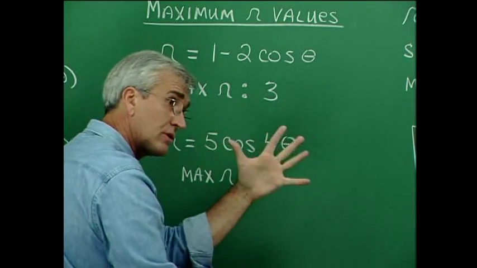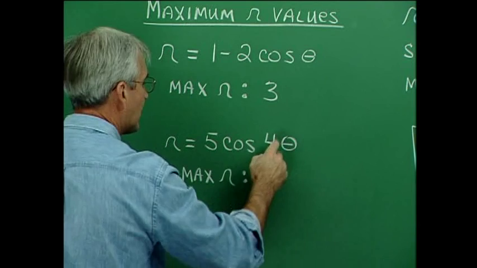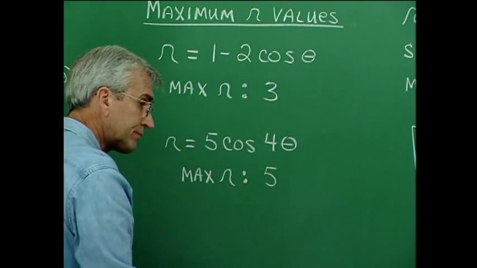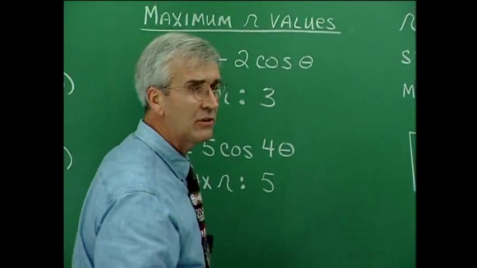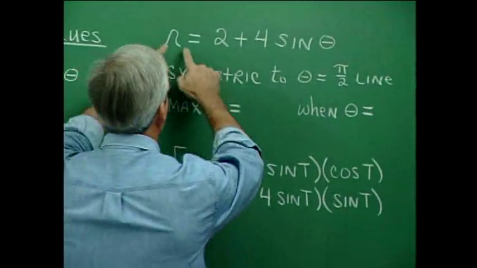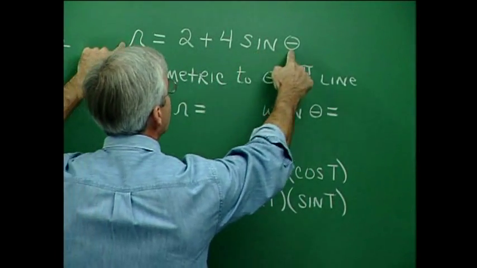1 times 5, distance of 5. So the maximum r that this can take on would be 5. Okay, let's consider a problem. Let's go back to the graphing calculator now, but before we do, let's analyze a couple of things. We have r equals 2 plus 4 sine theta.